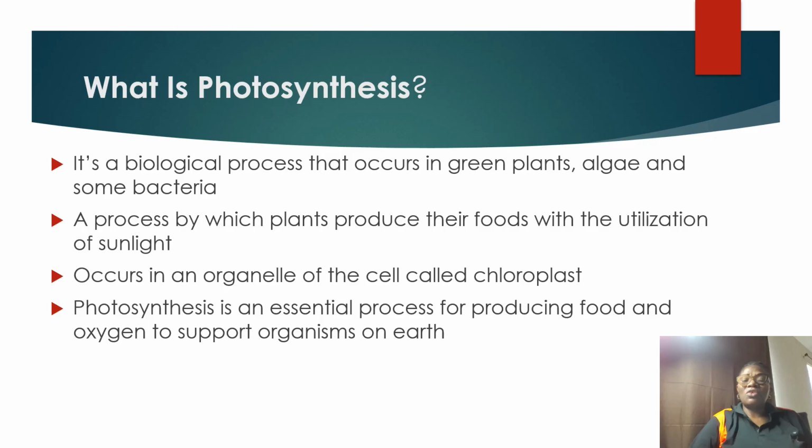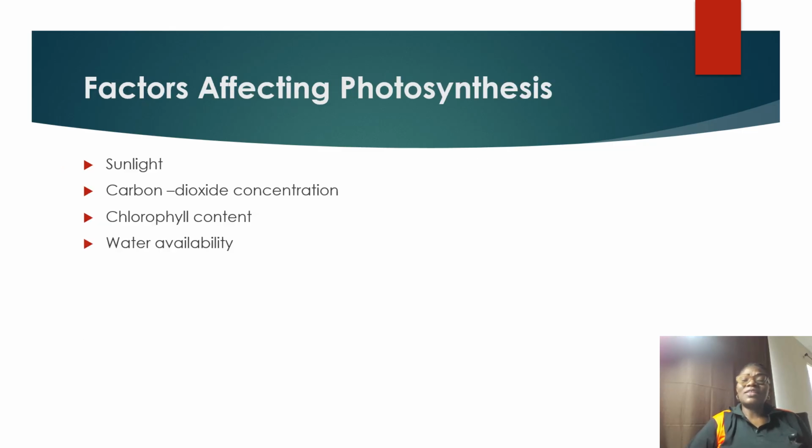When the green plants are able to manufacture their food on their own, they'll be able to grow very well and increase, and with that, organisms such as human beings will also have something to feed upon. Human beings feed on plants directly, and we also feed on animals that feed on plants. So photosynthesis is an essential process for producing food and oxygen in order to support organisms.